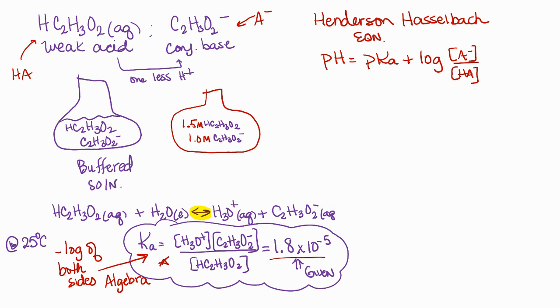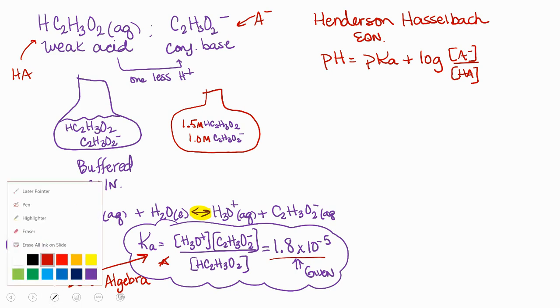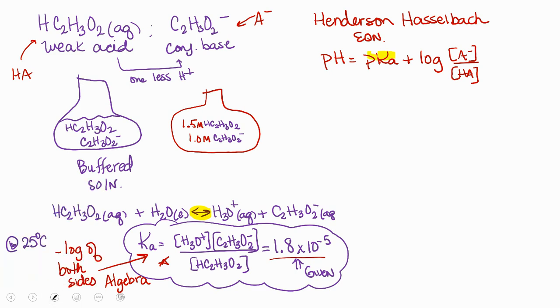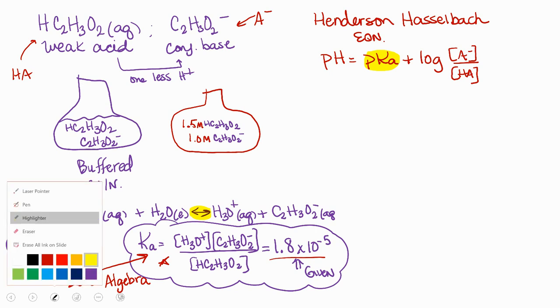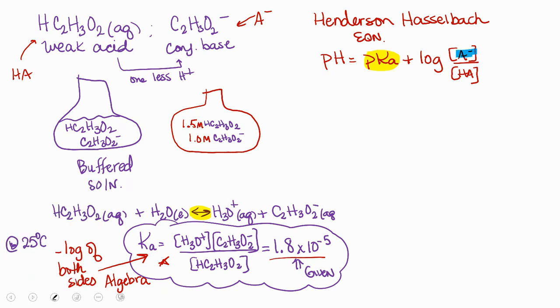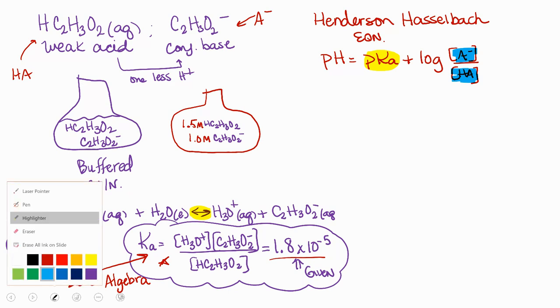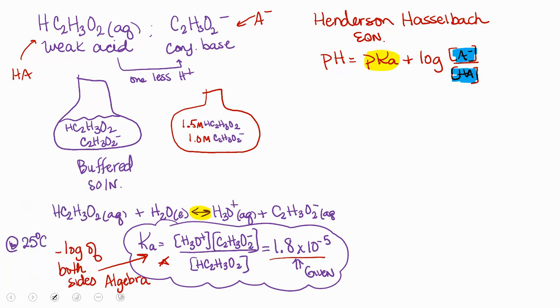What this equation is showing us is that in a buffer, the pH is going to hover somewhere around pKa. What is going to affect where the pH lands is the ratio of A minus over HA. This ratio determines where the pH ends up. So this ratio is important.